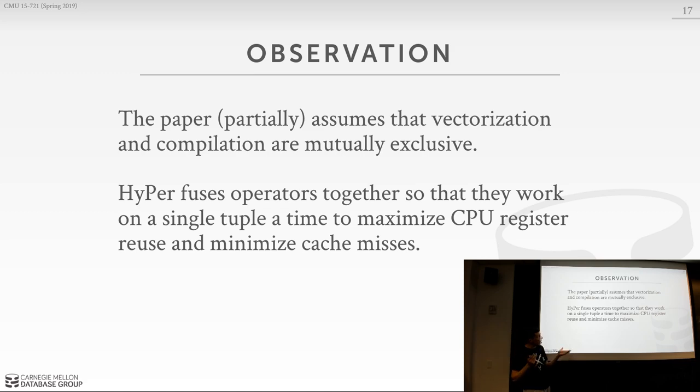The big idea that HyPer does is that it fuses by combining these operators together and having this giant for loop where you're doing all the operations for a single tuple until you hit your pipeline breaker. This is going to maximize your CPU register reuse because you don't put anything out into your cache, you just take the same tuple and keep going. It also allows you to minimize cache misses because you're not doing one small thing on a tuple, then going back to get the next tuple and doing the same operation over and over, the way that vectorized does. You take the same tuple and process it all the way up.